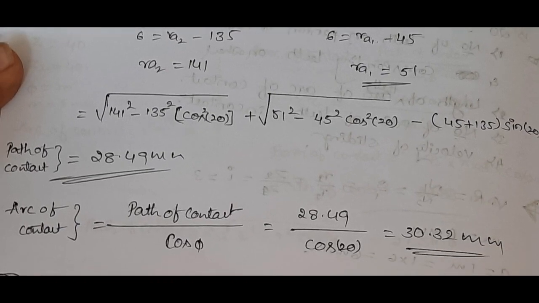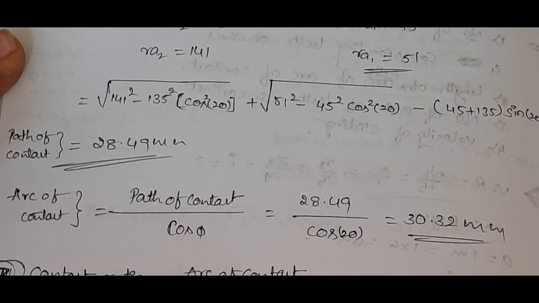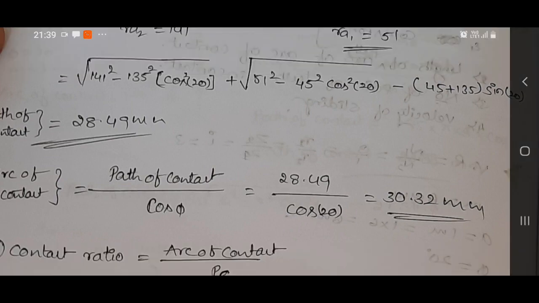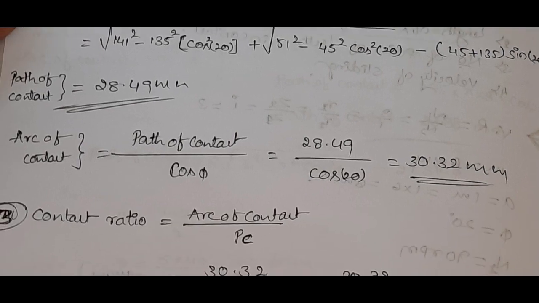Next one is arc of contact. What is arc of contact? Path of contact divided by cos phi. Path of contact is 28.49, divided by cos phi, that is cos 20. If you do the mathematical calculation, you will get 30.32 millimeter.